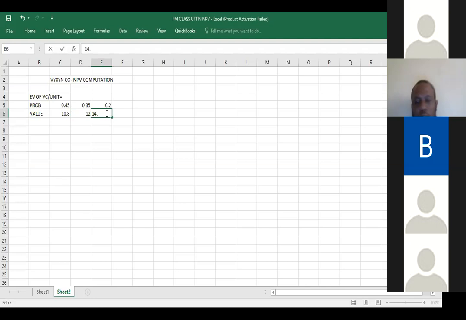Okay, so we can get our expected value. So probability times expected value. Sorry, probability times value rather.